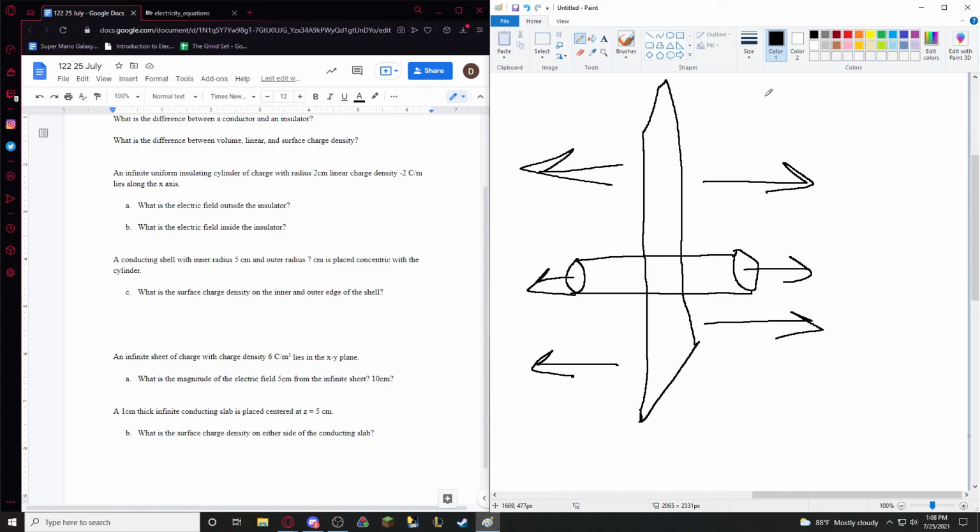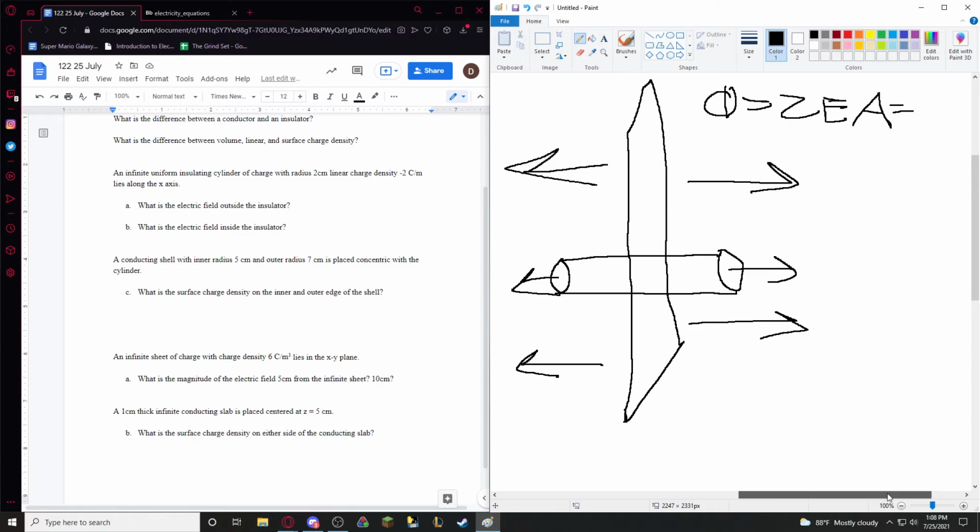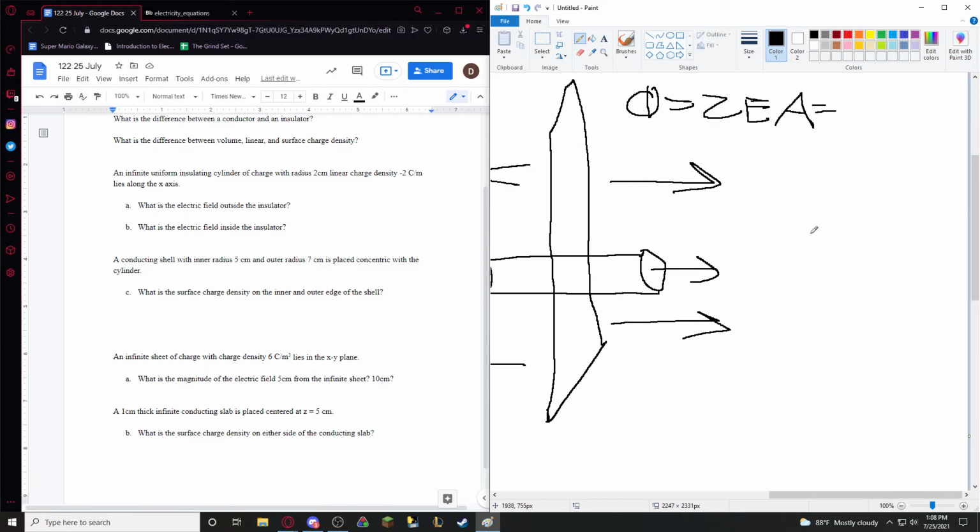Yep. So flux is equal to 2EA, which is equal to, what is our enclosed charge within our Gaussian surface? Well, that's sigma, whatever the right way of saying it is. It's equal to sigma.